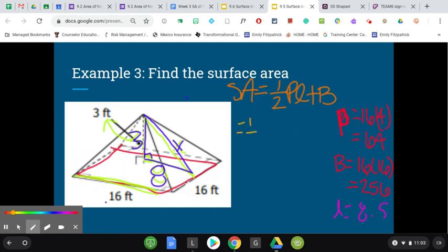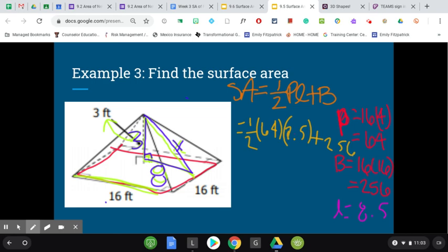So I get 1/2 times the perimeter, which is 64, times the slant height, which is 8.5, plus the area of the base, which is 256. I'll type that into my calculator. I get 528, no decimals. So 528 would be the surface area of this pyramid.